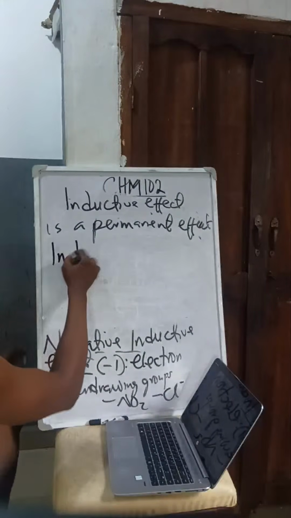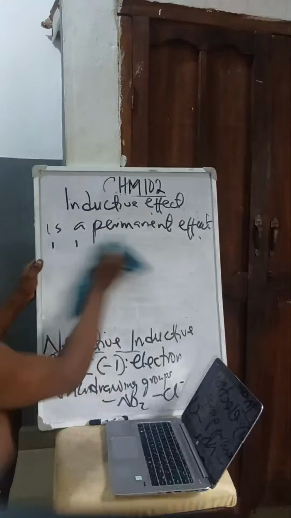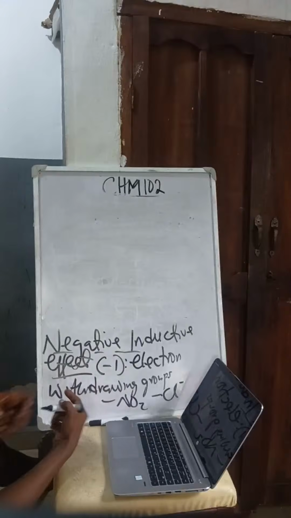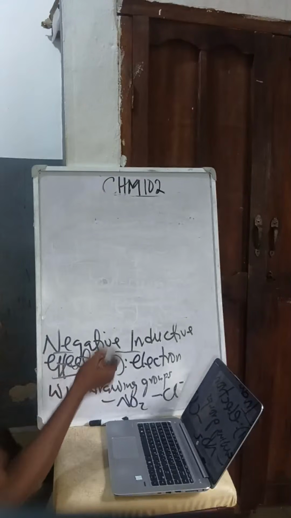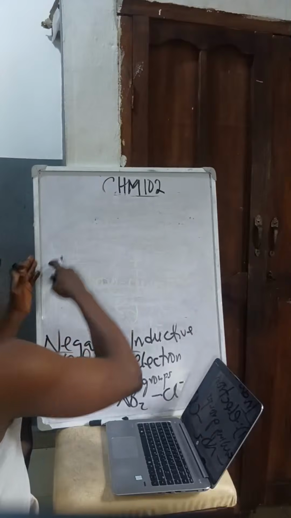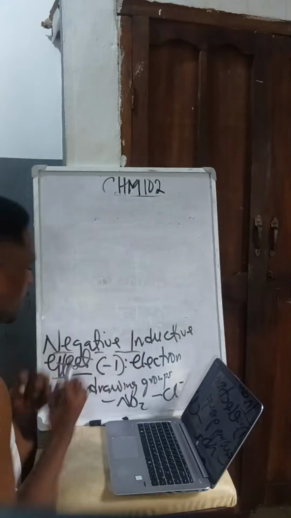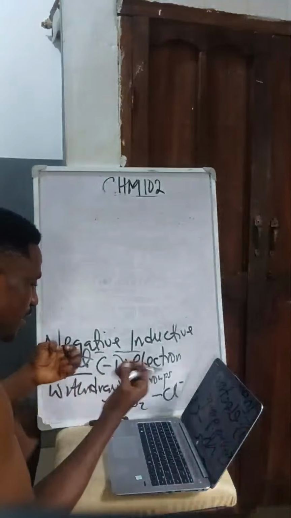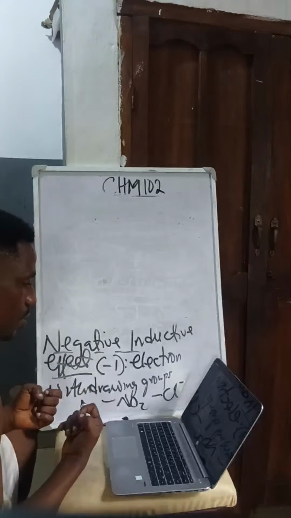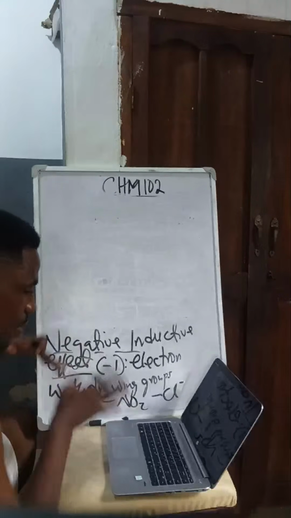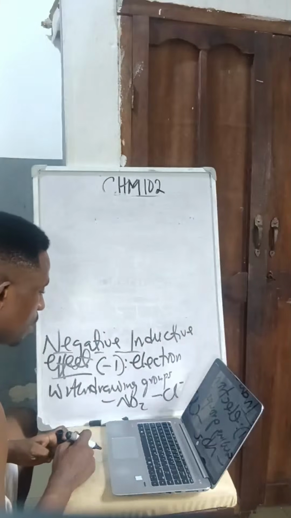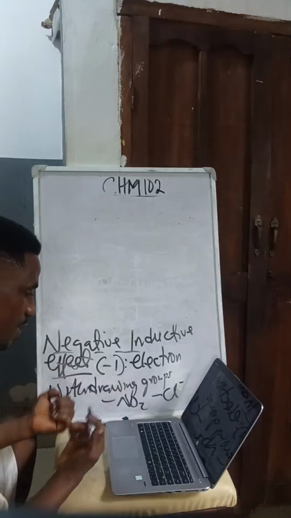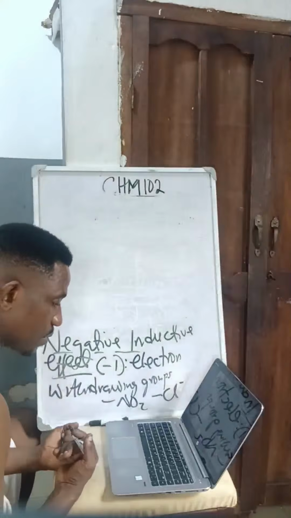Okay, let's talk about negative inductive effect. Now, we mean by negative inductive effect that if one is donating, the other is taking the electron. They are just withdrawing groups that take electrons. They take electron. You understand? Then the other one gives out electron. That is what it means. Okay? So chlorine has a negative inductive effect. Why? Because it takes electron to become negatively charged.